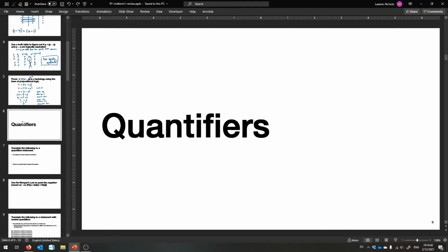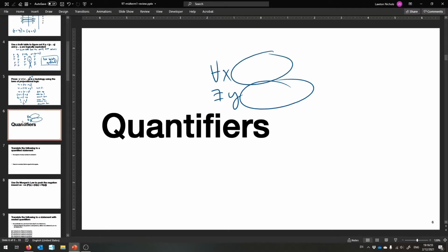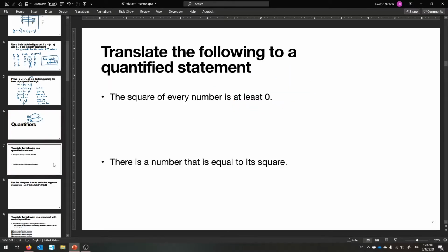Okay, let's move on to quantifiers now. Let's bring those into the mix. Remember, quantifiers introduce variables, like for all x, or there exists a y, and then we can use that variable in the rest of our formula. Variables also introduce the idea of predicates on top of propositions, so propositions that need variables plugged in, propositional functions, if you will. So let's translate the following into quantified statements.